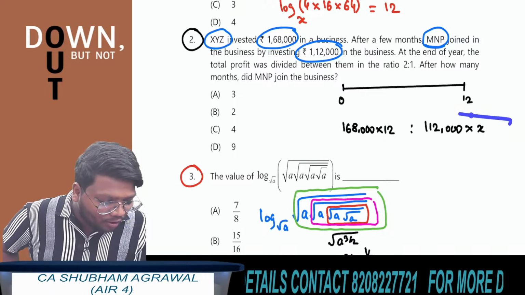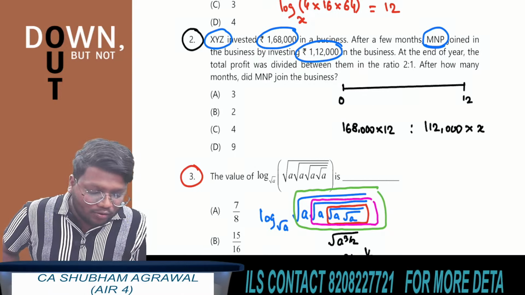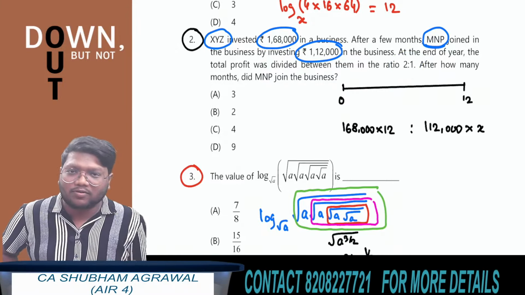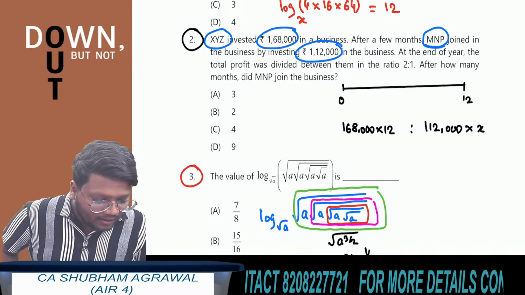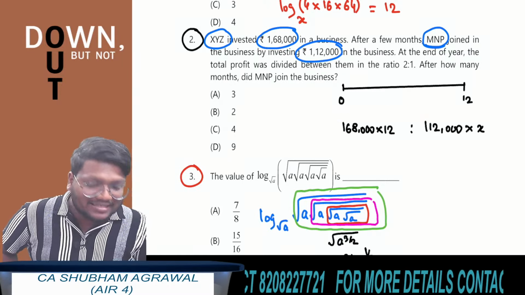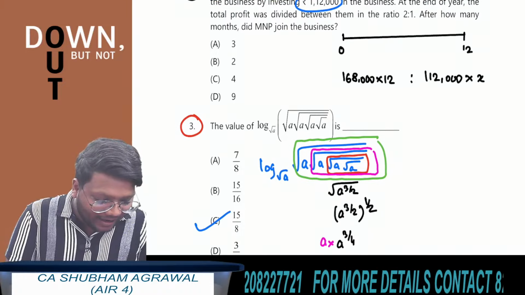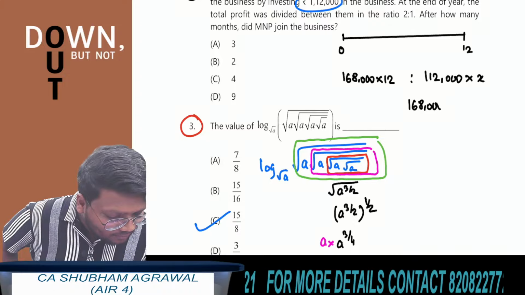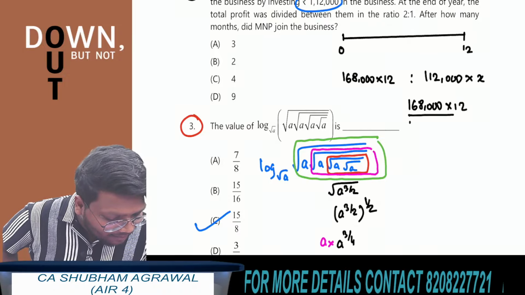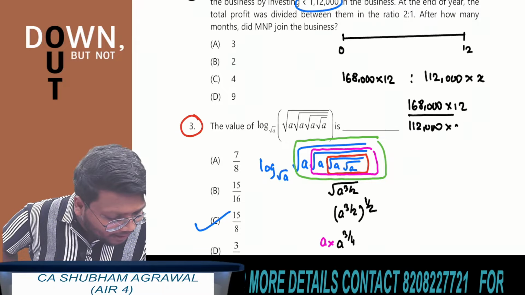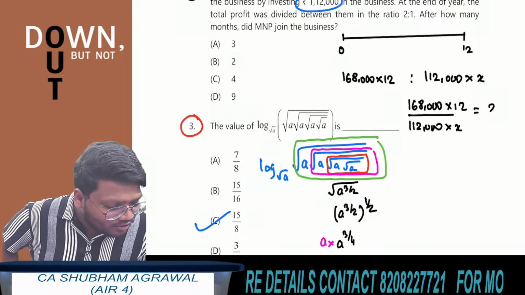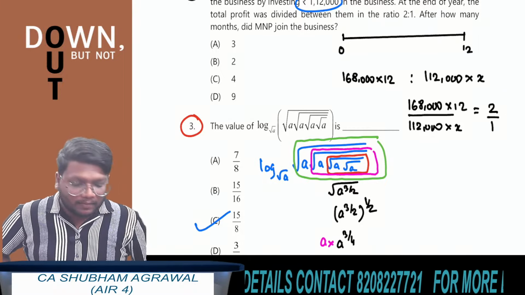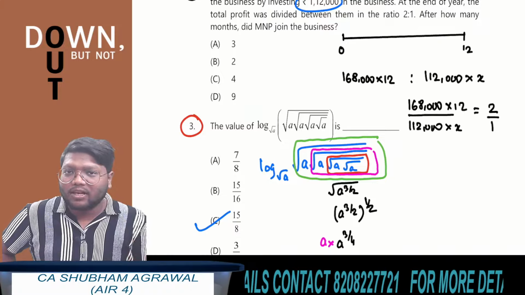Okay, this is the profit sharing ratio, and it is given in the question that the profit sharing ratio between the two persons is 2:1. Try to simplify it now. So 1,68,000 multiplied by 12 divided by 1,12,000 multiplied by x, and the profit sharing ratio is 2:1, so we can write it as 2/1. By solving this equation, we will get the value of x.